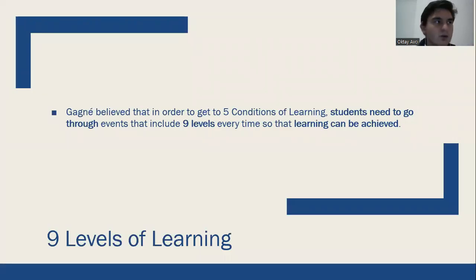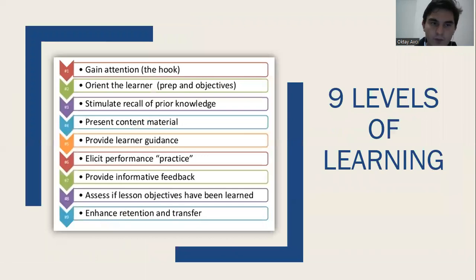But Gagné also thinks that in order to use these methods, the students should go through 9 levels of events. If they don't go through these 9 levels of events in proper order, they cannot get to these methods, so they cannot achieve learning. So these 9 levels of learning are, first, gaining attention, so you need to hook the students. Then you need to orient the learner, which means you prepare and make your objectives clear. And then you stimulate recall of prior knowledge, which means you make your students remember what they've learned so far.